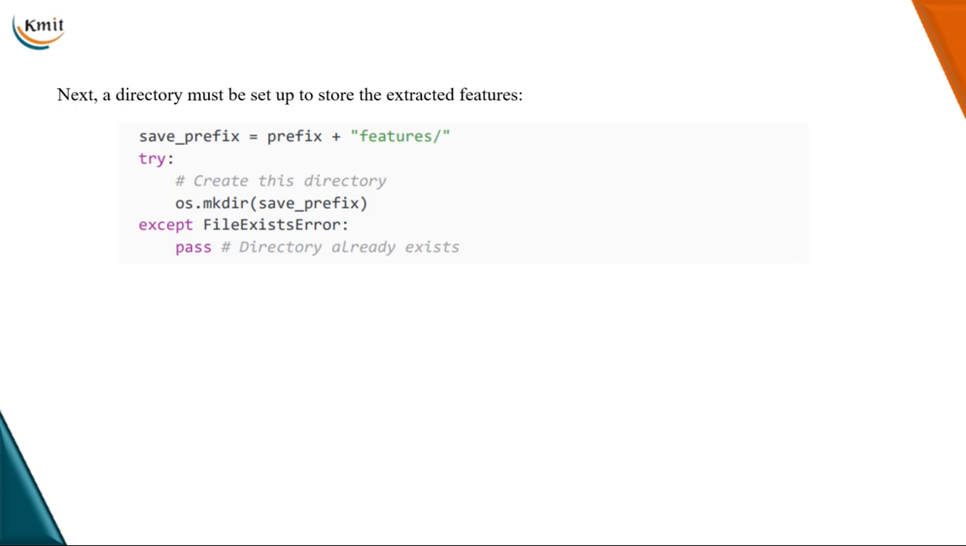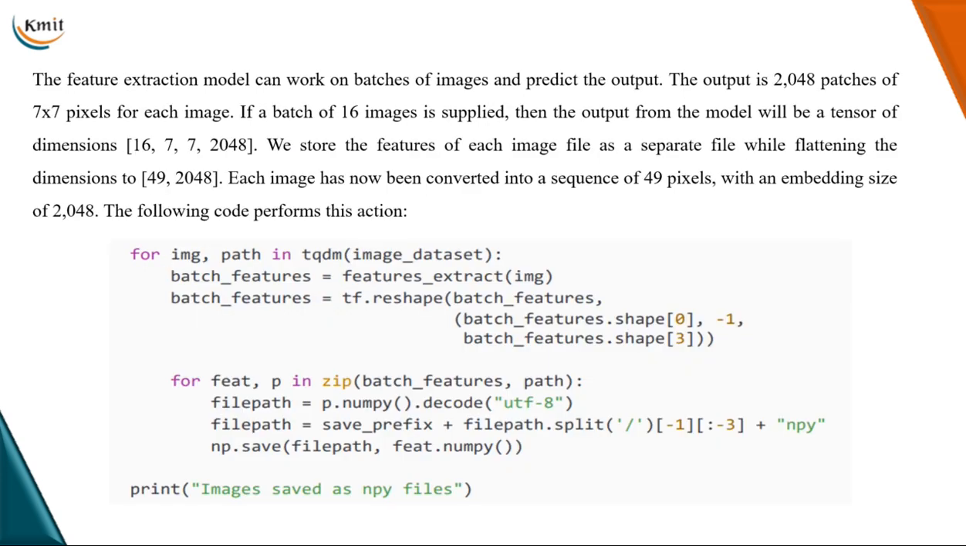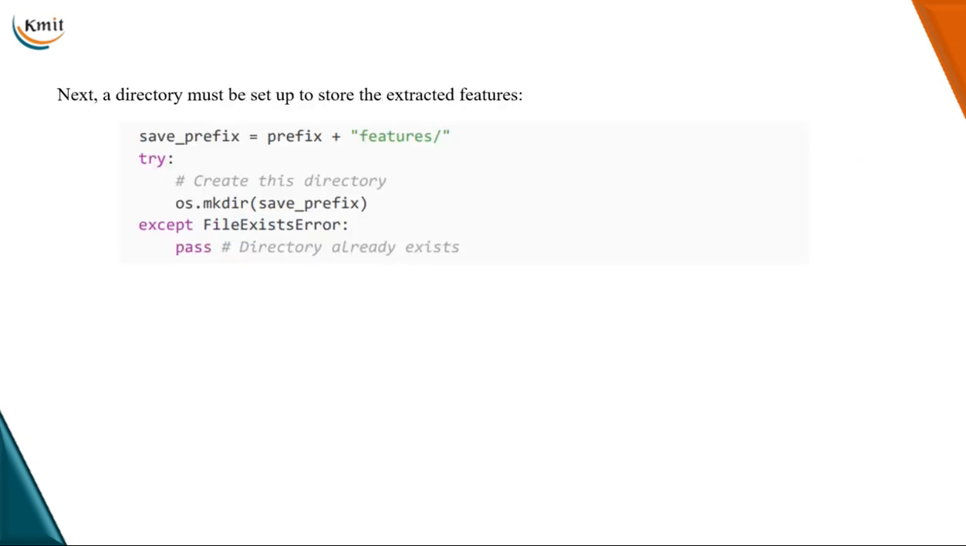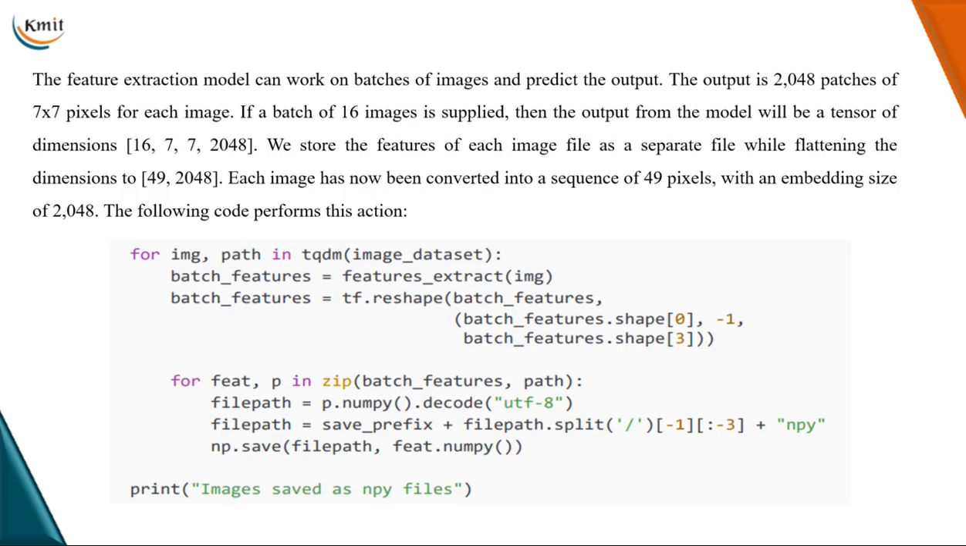Now this feature extraction model can work on batches of images and predict the output. The output is 2048 in this case. You can run this code and check. The output is 2048 patches of 7 by 7 pixels of each image. If a batch contains 16 images, that would be a tensor of dimension 16 by 7 by 7 by 2048, where we store the features of each image as a separate file while flattening the dimensions. Each image can then be converted into a sequence of 49 pixels with embedding of 2048, as you can see here in the code.